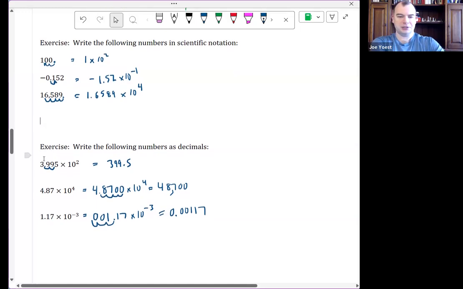And the second exercise, 3.995 times 10 squared. 3.995 is pretty close to 4. So this should be like 400 or so, 4 times 100. And I do see that if I move my decimal point 2 places to the right, I get 399.5, about 400 as I'd expect.